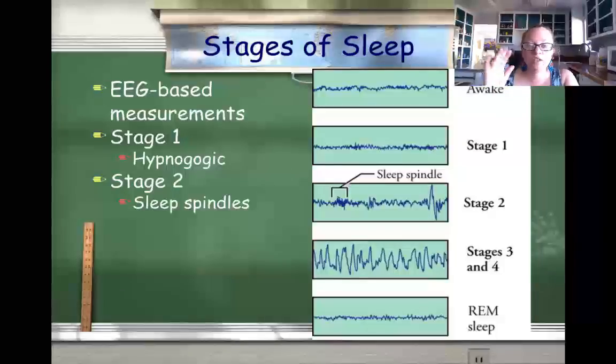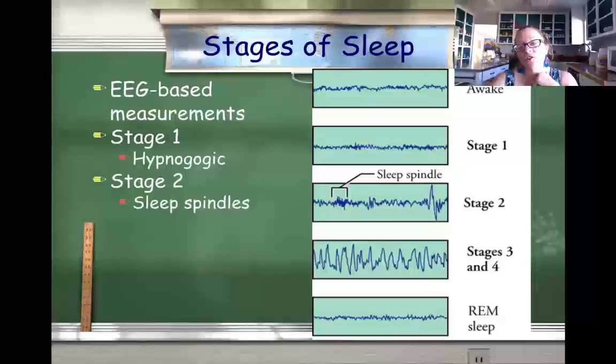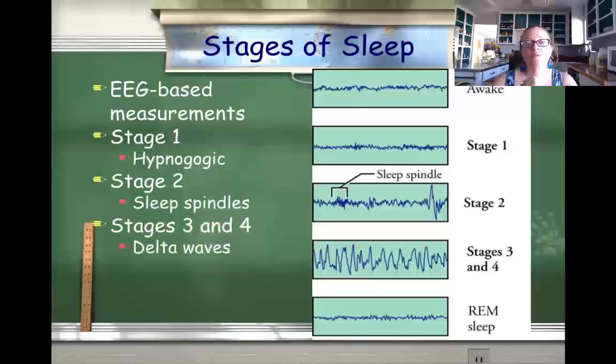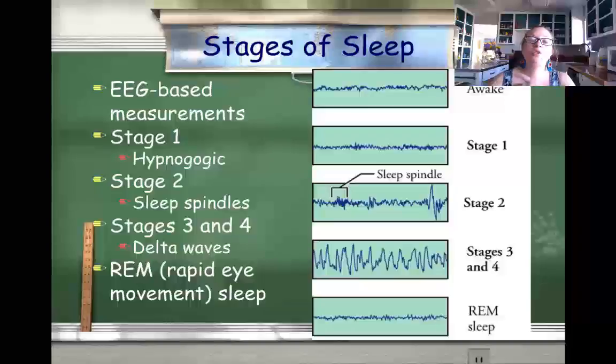Stage 2, you start seeing these little blips of electricity called sleep spindles, and basically it's just, as far as we know, a transition to stages 3 and 4. And this is when the waves start to slow down, what we call delta waves, or slow wave sleep. This is when sleep paralysis will start, so the body will start producing chemicals that keep your muscles paralyzed, so that when you get into REM sleep, or rapid eye movement sleep, you don't act out your dreams.